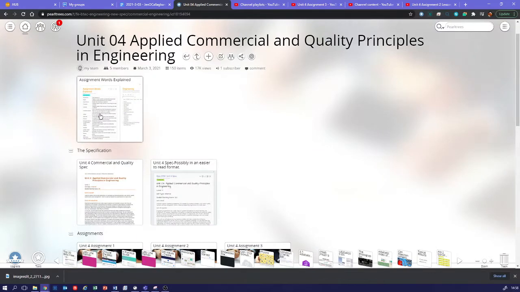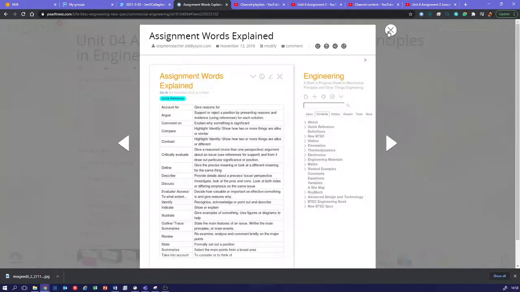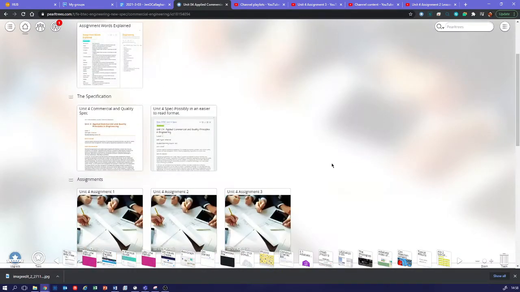We've got, for some reason, assignment words explained. Don't know, might be useful. Have a look at it. Obviously dropped that there at some point in the past and forgot about it.